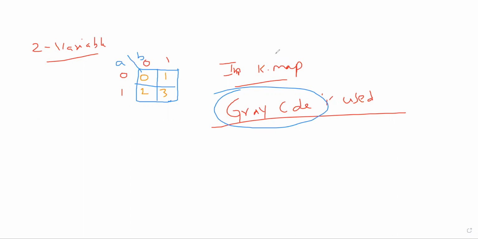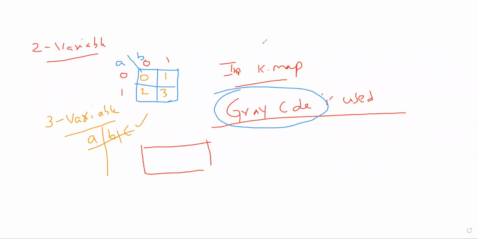Now similarly for a 3 variable K-map, let us consider A, B, C as the input variables. Therefore we are having 2 power 3, 8 cells. If you observe, we are having 8 cells and this can be divided as A, and BC.